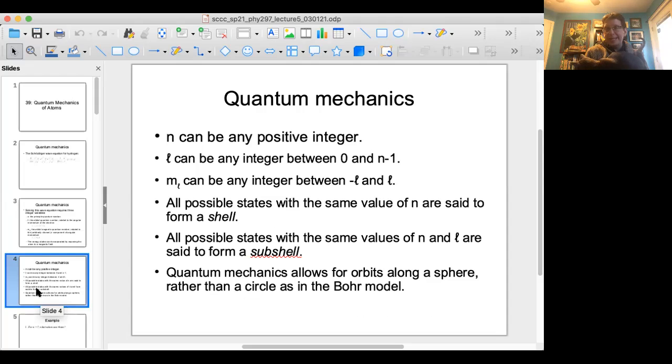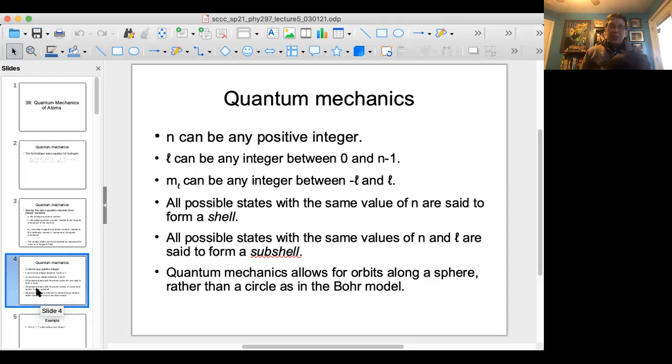So in quantum mechanics, n can be any positive integer. Script L can be any integer between 0 and n minus 1. M sub L can be any integer between negative L and positive L. So there's a limit to how many quantum numbers you can have for a particular value of n. All possible states within the same value of n are said to form a shell. All possible states with the same values of n and script L are said to form a subshell.